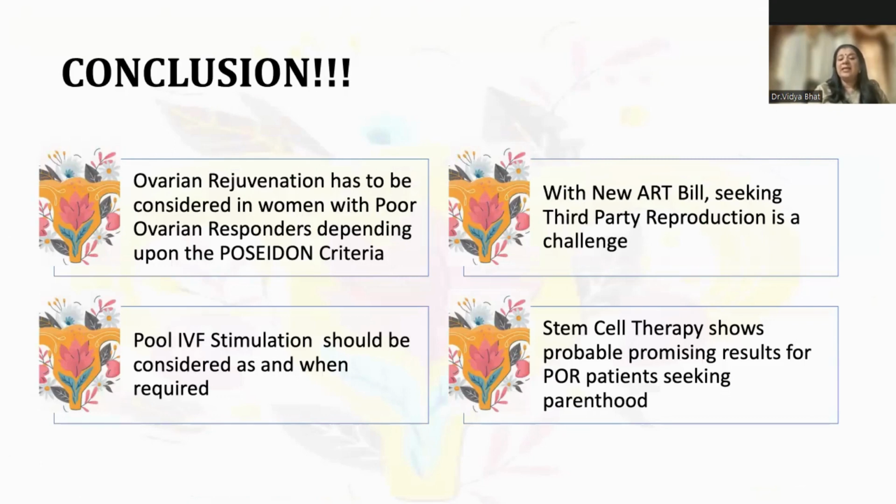With the new ART bill, seeking third-party reproduction is a challenge. So we should think about pooled IVF and should be considered as and when required. And stem cell therapy shows probably promising results in future for parents who are seeking parenthood. Everybody would want their progeny. So I think we should encourage and help them so that they also get an opportunity to become parents.